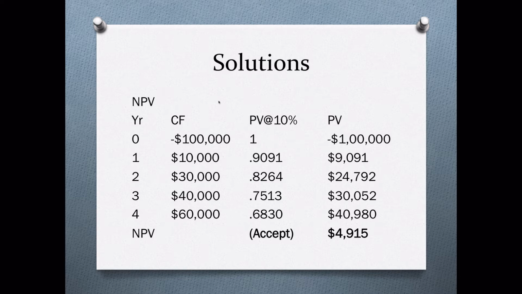$9,091. In year 2, we discount that one by using the multiplier. We get $24,792. As you can see, I did this on Excel. It's really easy to do, and once you set up a formula, it makes doing the internal rate of return real simple. Unfortunately, we can't do that on the test. So we do our math. We discount all four of those cash flows, and then we add everything up. I just summed everything because my $100,000 is negative, and I get $4,915, and we accept.